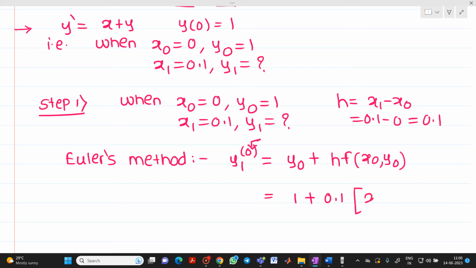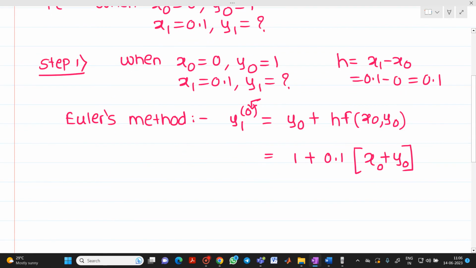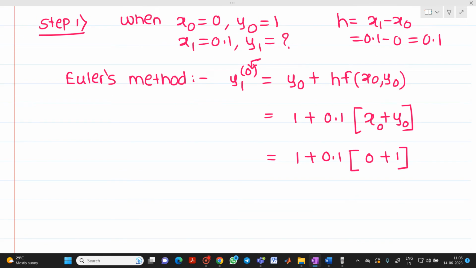What is your given function? x plus y. And here you have to put x equal to x0 and y equal to y0. So let me find this answer: 1 plus 0.1 times (0 plus 1), x0 will be 0, y0 will be equal to 1. So what will you get? You will get y1(0) will be equal to 1.1. So here we have used this predictor formula.